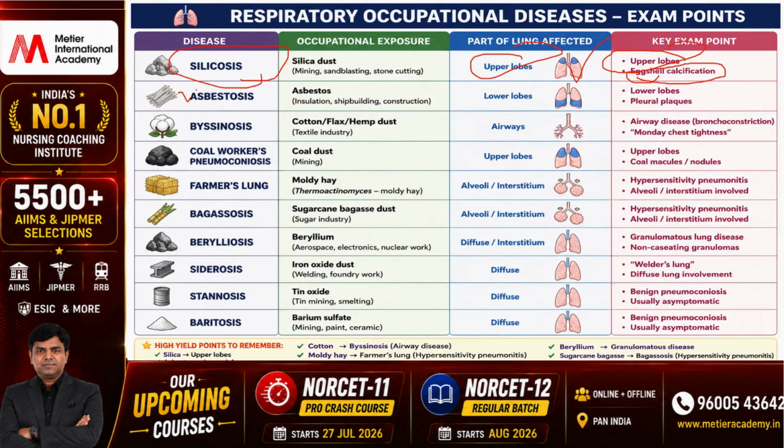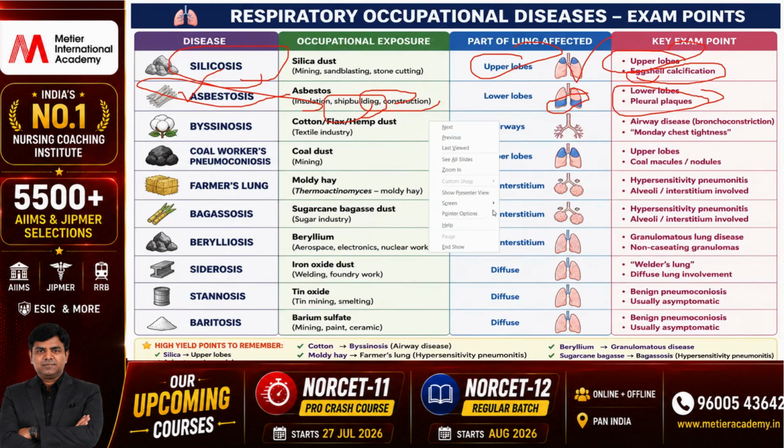And the second one is asbestosis. Those who are working in construction, shipbuilding, or insulation, this asbestos exposure is very, very common. So those who are working in this area are prone to what? Asbestosis. In asbestosis, which part of the lung is going to get affected? The lower part of the lung is going to get affected. This is another important part. The lower part and pleura, these two things are going to get affected. Understand, guys, right? Only key points we are discussing.